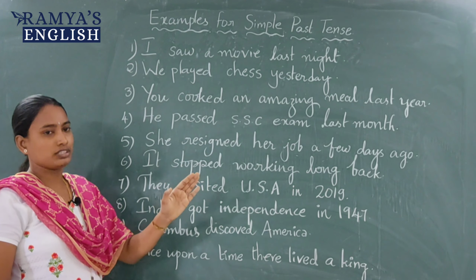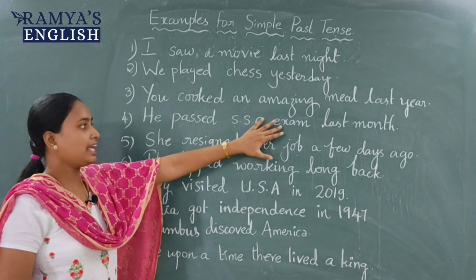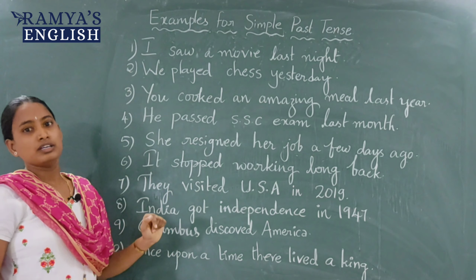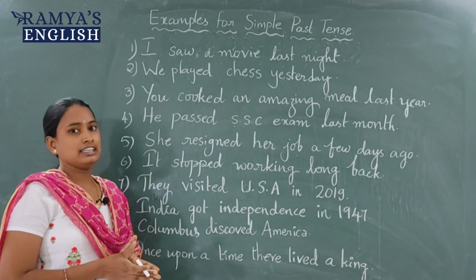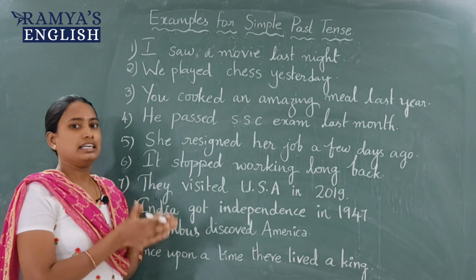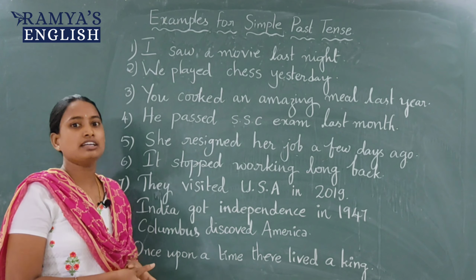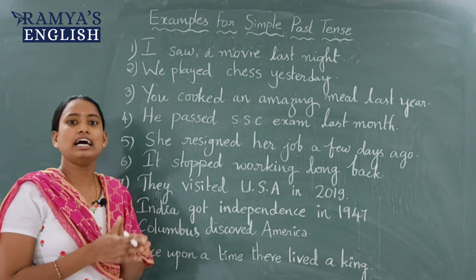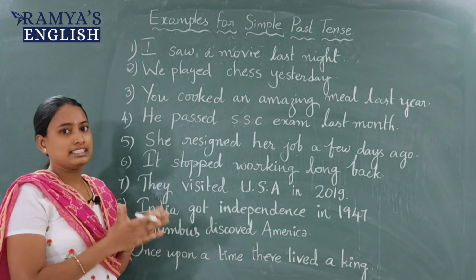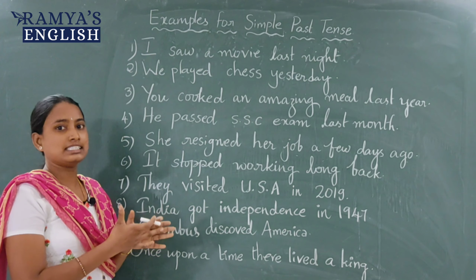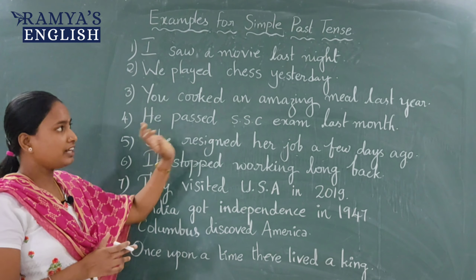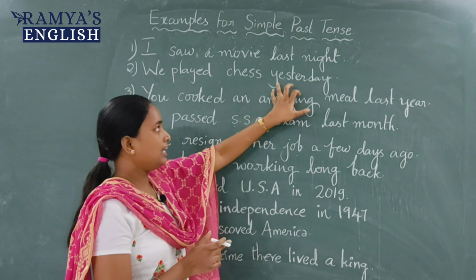V2 and V3 both are past. SSC exam is the object, last month is the indication. So here you can clearly understand that in simple past tense we have to use an indication definitely. Without indication we cannot use it, until and unless it is any historical memory or any situation, any historical incident that everyone knows. So definitely we have to use this indication.